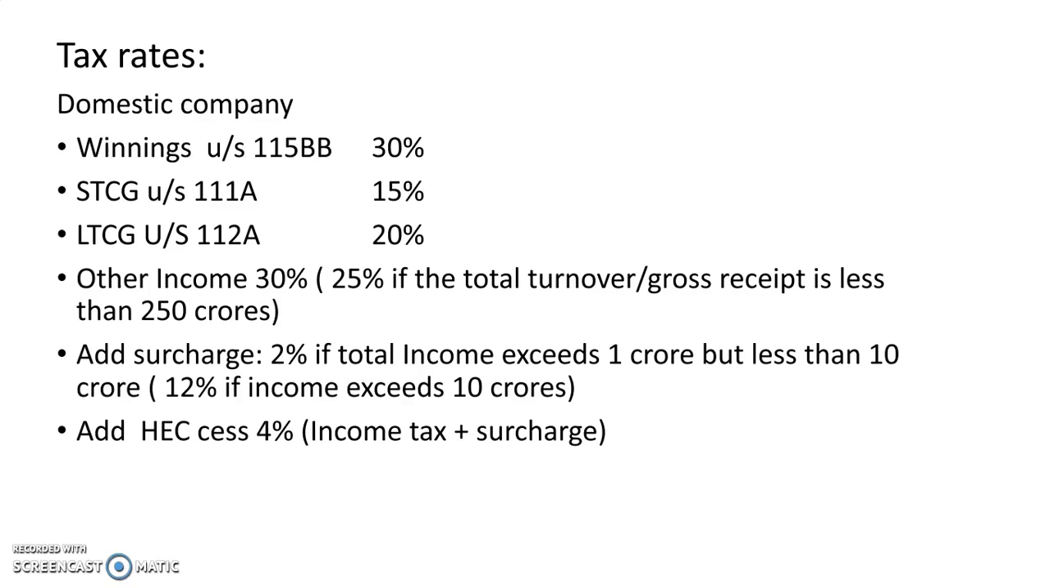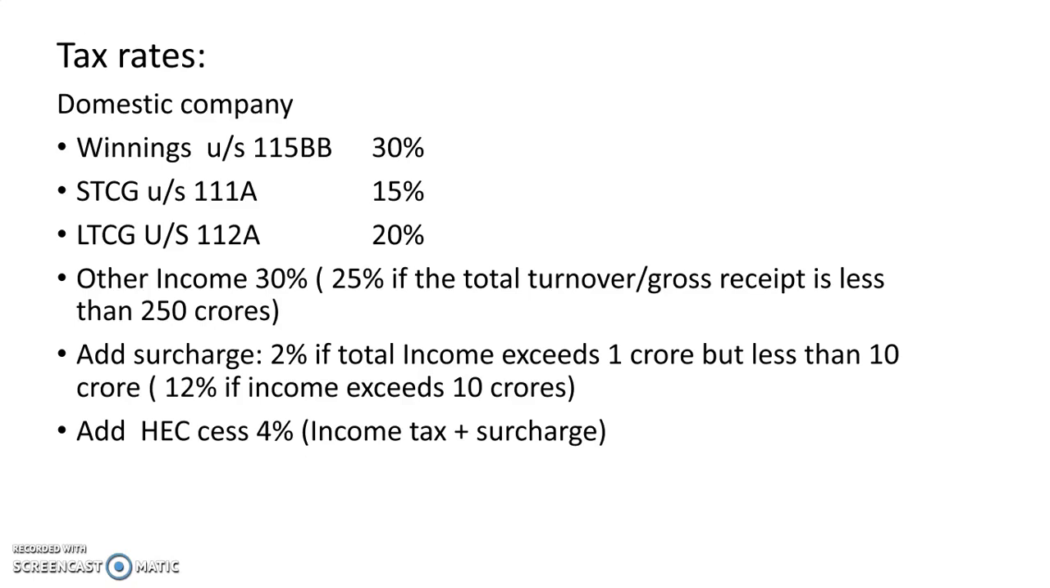After charging the tax for all these incomes, you go for the balance income. On the balance income, you apply 30% or 25% tax rate. You apply the tax rate of 25% if the total turnover or gross receipt of the company is less than 250 crores. Usually in your problems, the company's turnover will be 250 crores only, so you apply the 25% tax rate. If it is more than 250 crores, you apply the tax rate of 30%.